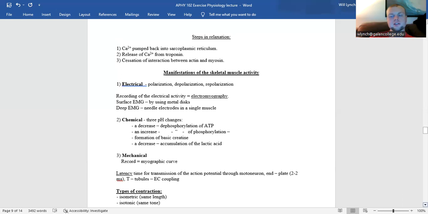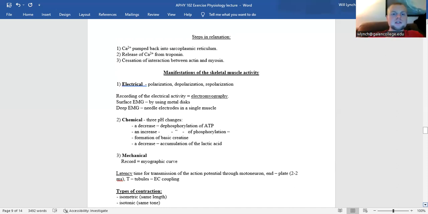All right, manifestation of skeletal muscle activity. We see electrical, chemical, and mechanical. Electrical is going to be the process of the electrical signal change. So polarization, depolarization, and repolarization. We measure this by using what is known as an EMG or an electromyography reading. We do surface EMG by using metal discs. We can do a deep EMG by using needle electrodes put into a single muscle.